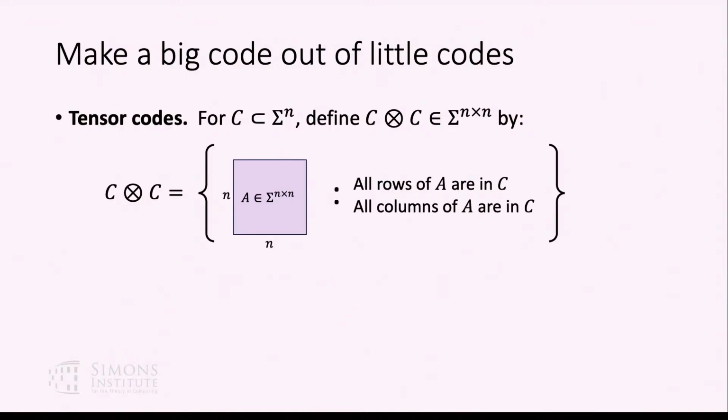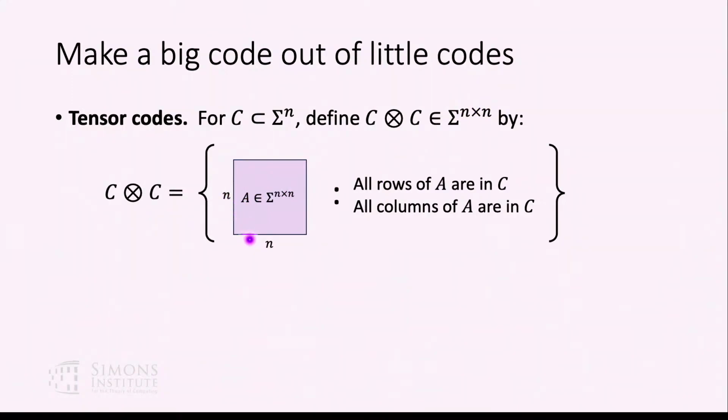So one example of this is tensor codes. Suppose we start with the code C, a subset of sigma to the n. We can define C tensor C. So this is going to be a code with longer block length. It'll have block length n squared instead of n, over the same alphabet. And we're going to define it as follows.